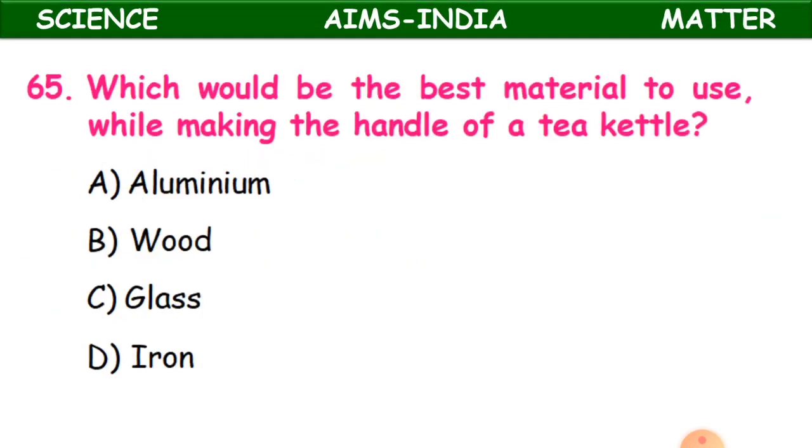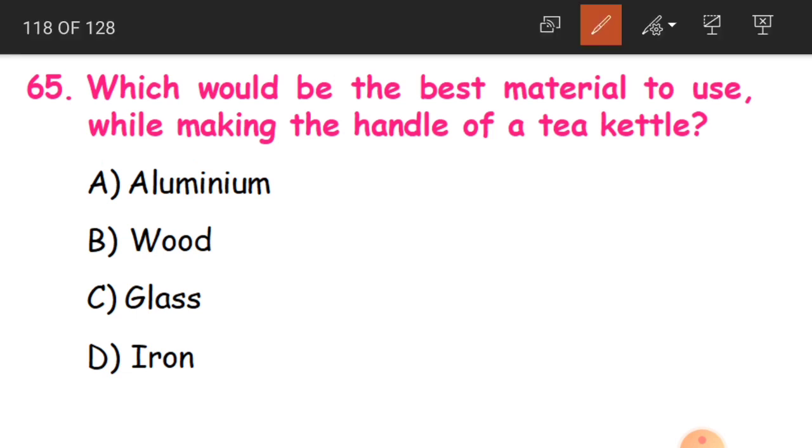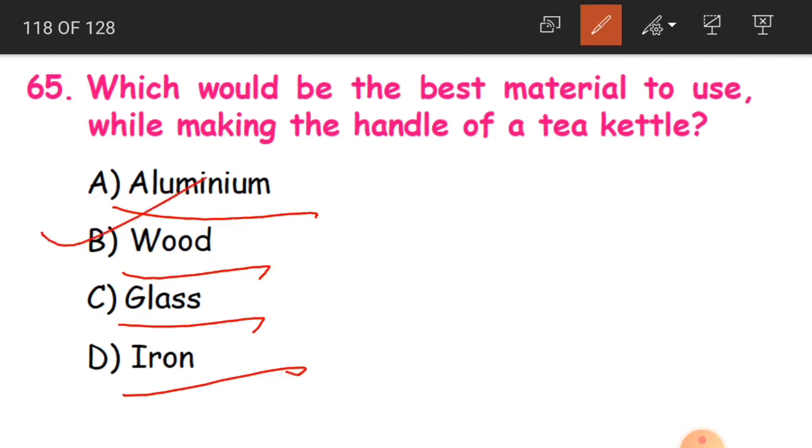65th one. Which would be the best material to use while making the handle of a tea kettle? If you hold the handle of a tea kettle, we should not get the heat. So which material will be the best to have this quality? Is it aluminium, wood, glass or iron? The answer is wood. So you can see, children, for tea kettles and some pans, there will be a wood handle, so that you can just catch hold of that handle and do your cooking work or remove it from the stove. Wood is going to protect you from the heat. So that will be the best material.